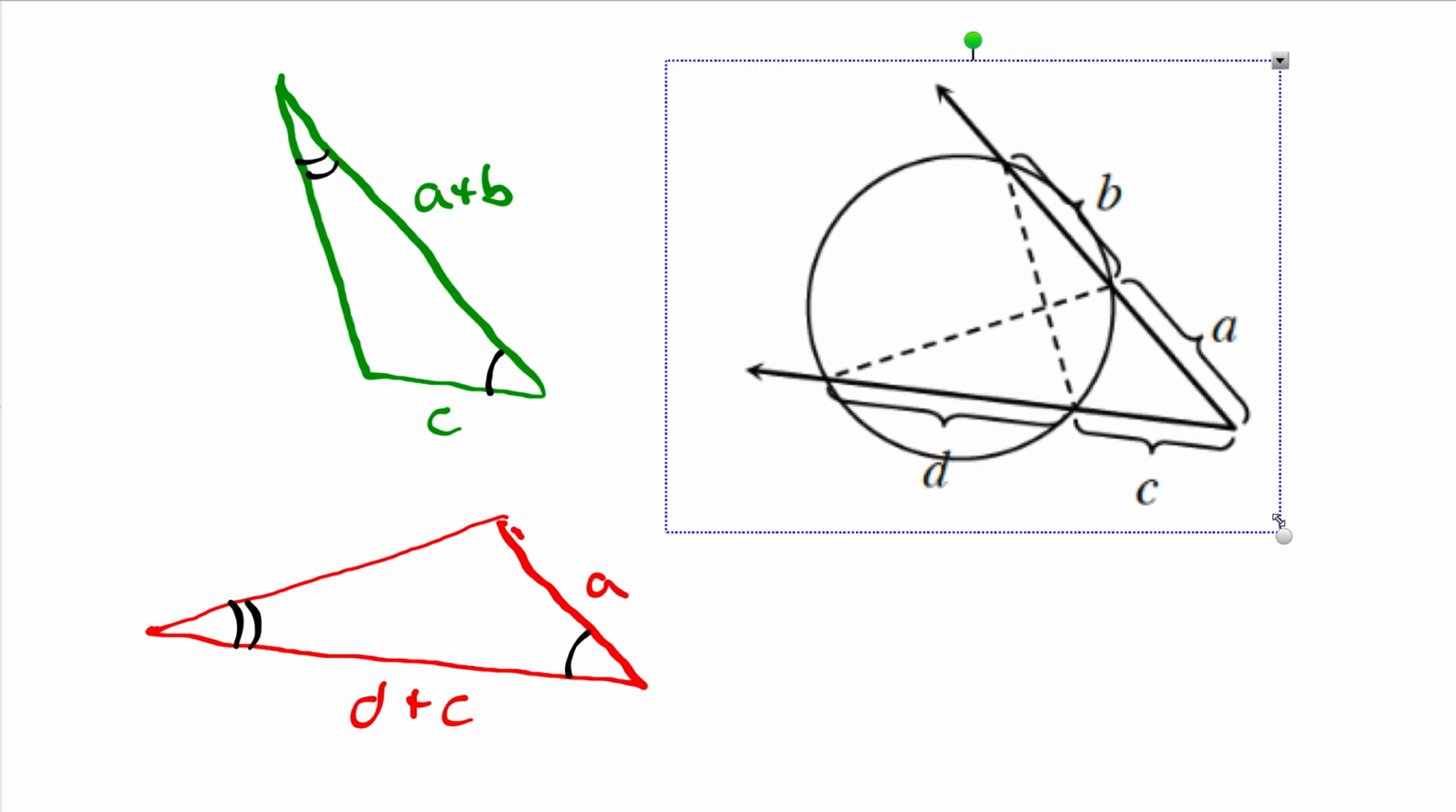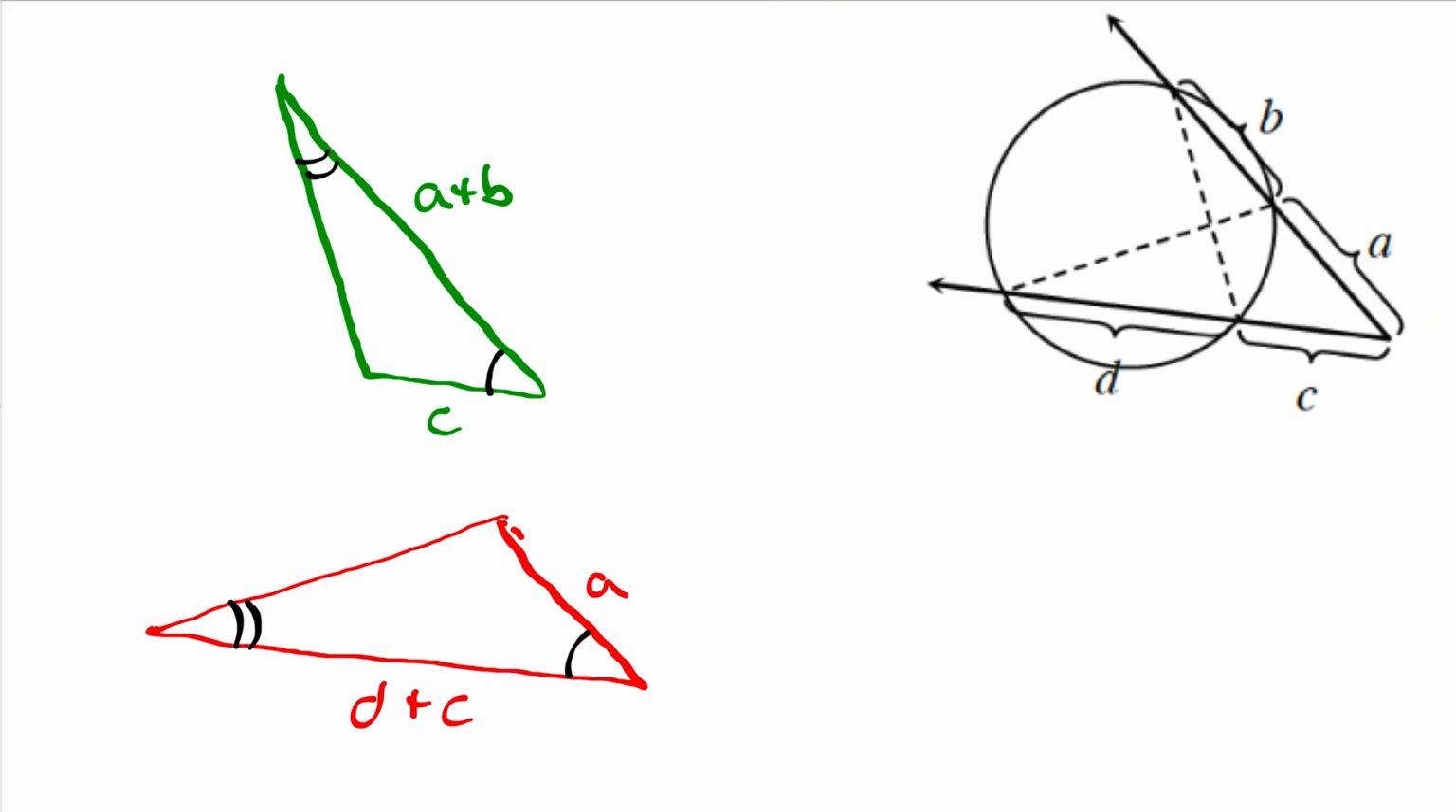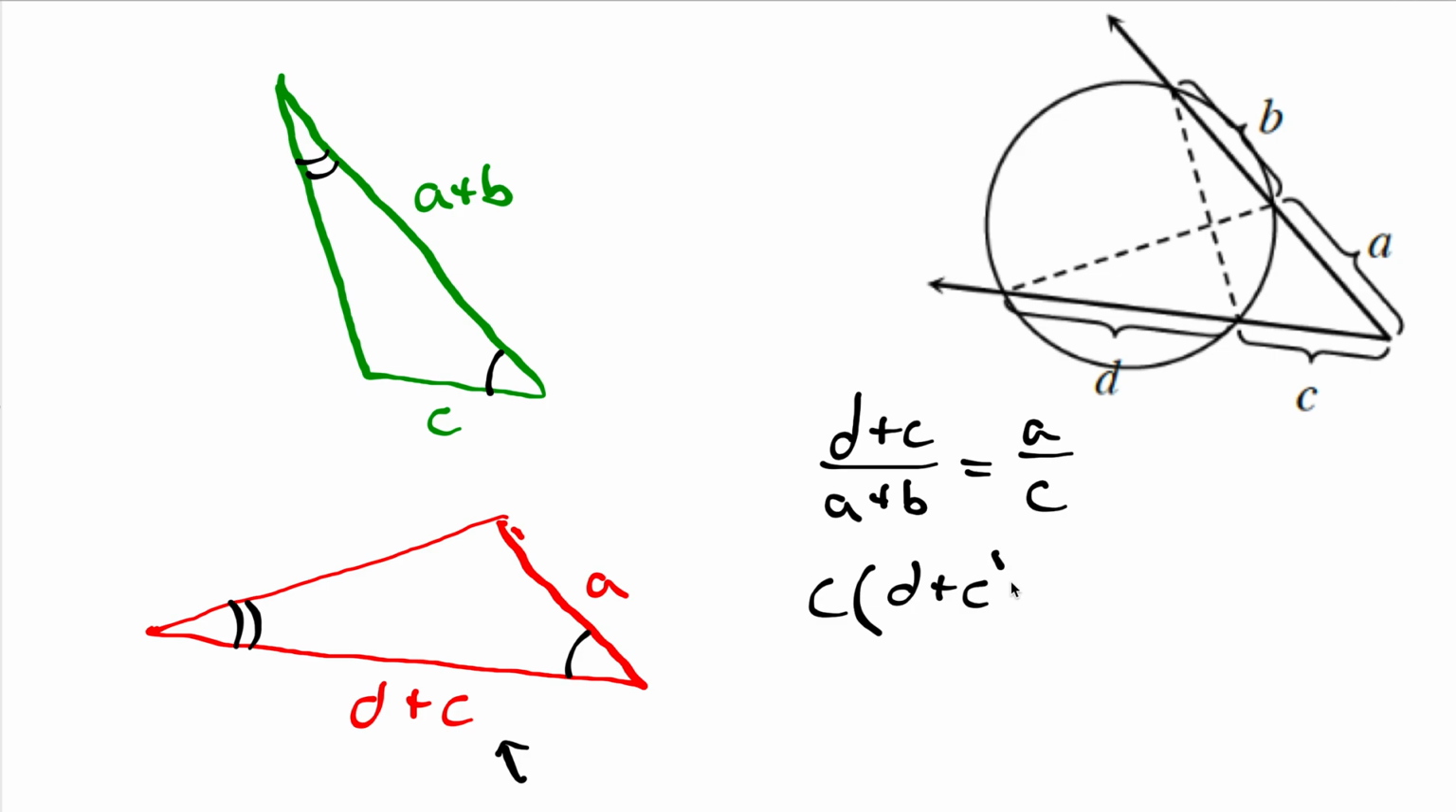So if I have similar triangles, then I can compare some sides. If I take D plus C, that compares to A plus B. And then if I go back to this triangle here, the red triangle, I have side A that compares to side C. Well, if I cross multiply, I have C times D plus C equals A times A plus B.